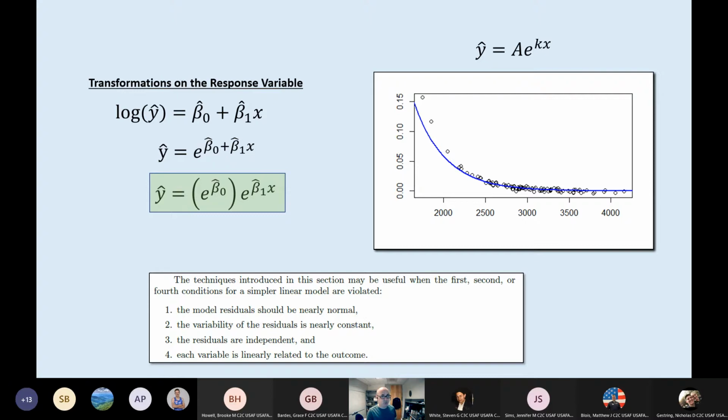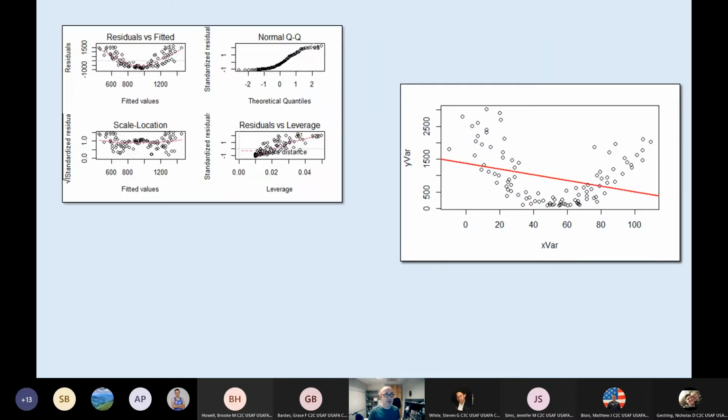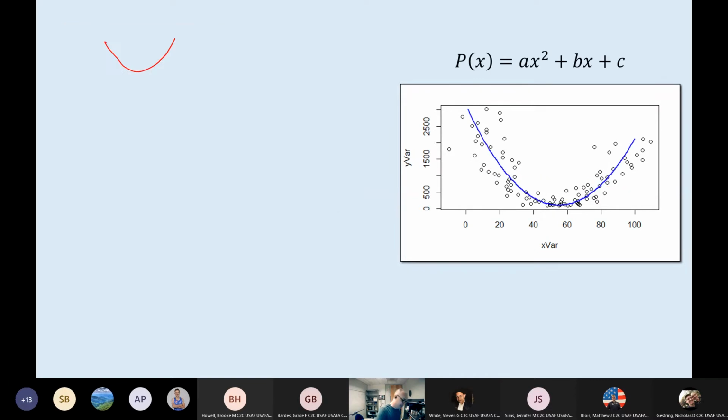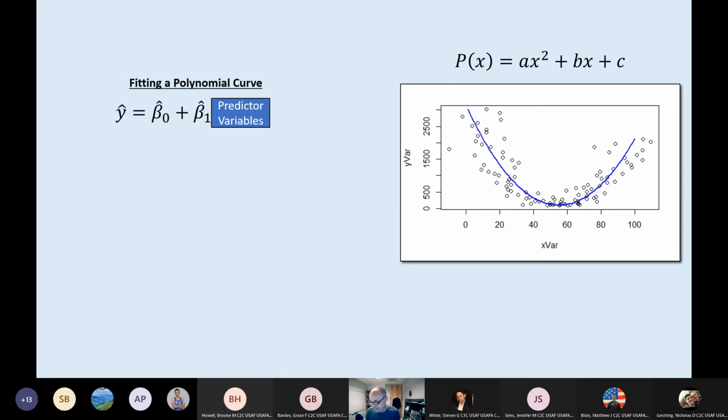All right, then we talked about a different kind of transformation. We said, okay, what if I'm seeing that some of my assumptions in the diagnostic plots are not met, but I'm seeing a relationship here that's nonlinear, and now it looks like a polynomial relationship. We talked about saying, well, we can do a polynomial version of a transformation. But here, instead of doing a transformation on my response variable, I'm basically going to do a transformation on my predictor variable.